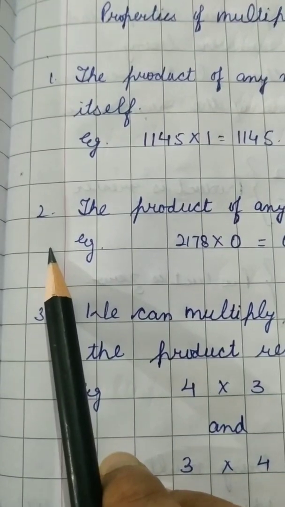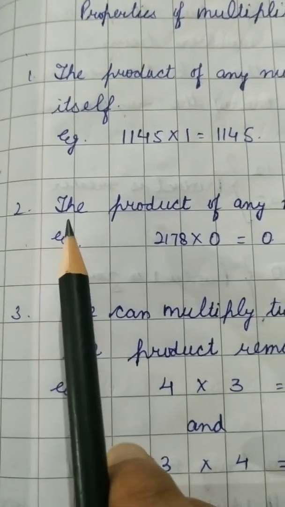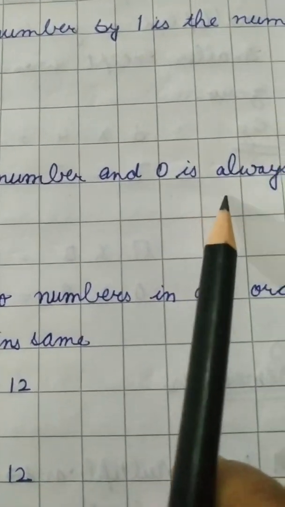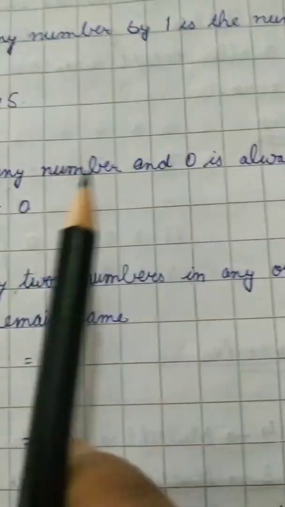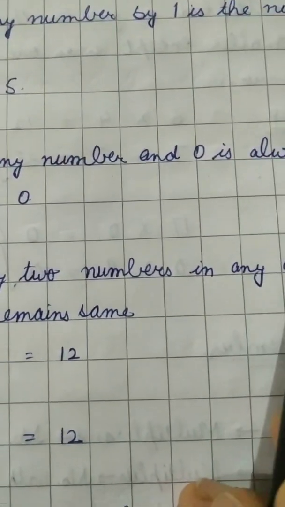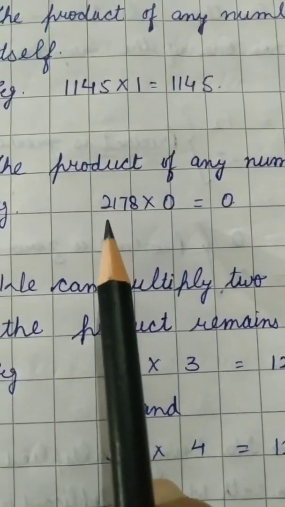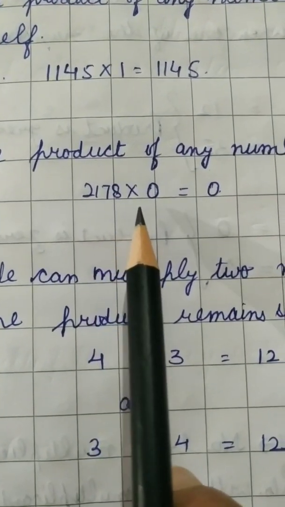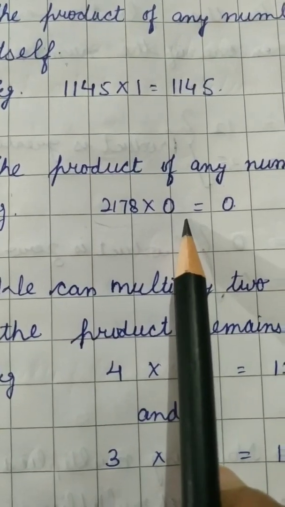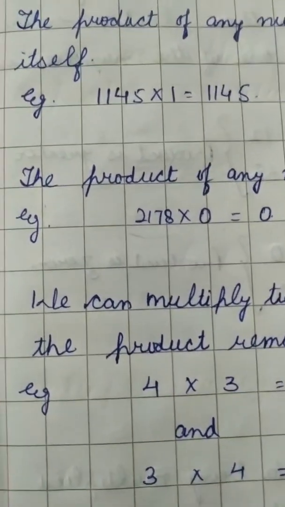The second property is, the product of any number and 0 is always 0. Here the example is 2178 multiplied by 0, which is 0. Here you can take any number and multiply with 0. You will always get the number 0.